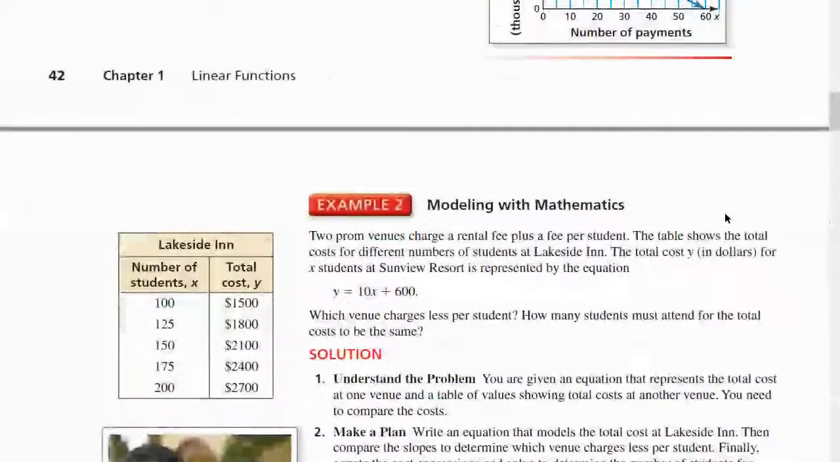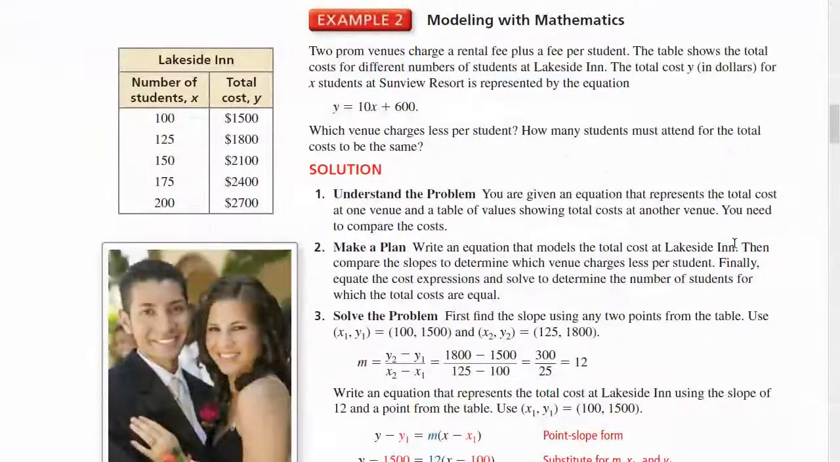Let's take a look at example 2. All right, 2 prom venues charge a rental fee plus a fee per student. So this is a common situation. 2 different places, 2 different fees, okay? One's going to have a fee per student, and one's going to have a different initial fee, or how much you have to start up with.